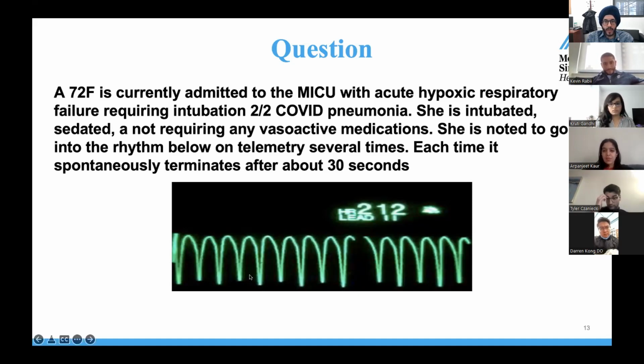A couple of people in the chat are calling it, Shirel and Kruti are saying it's non-sustained VT. Do you want to talk about workup first? Sure. So yeah, you're seeing a very regular monomorphic VT. It's lasting about 30 seconds and terminating.